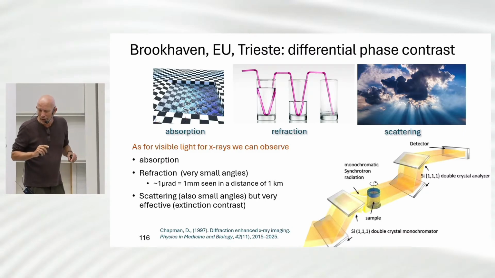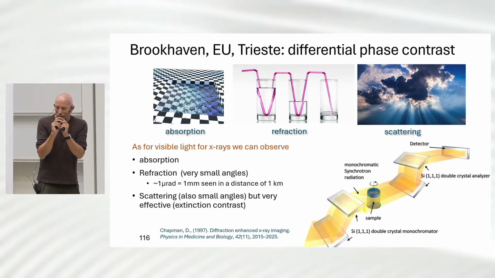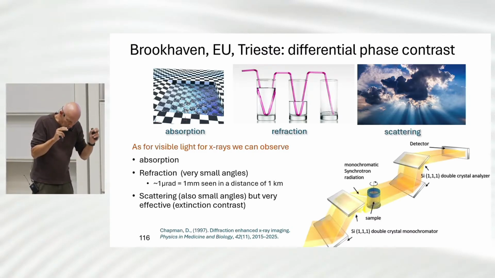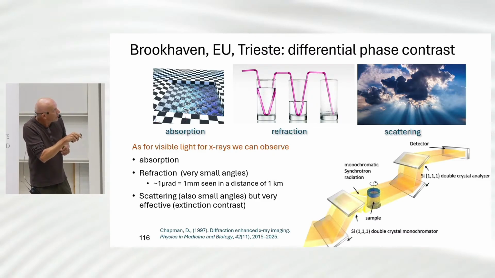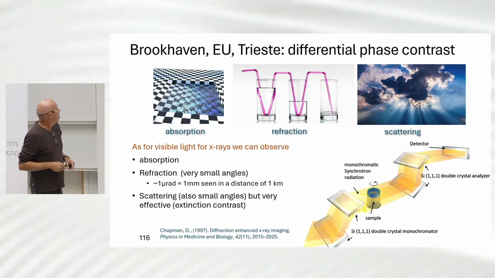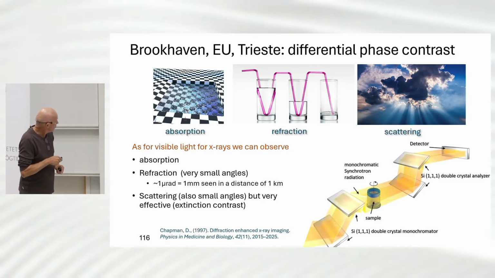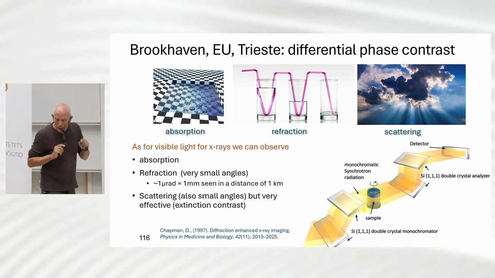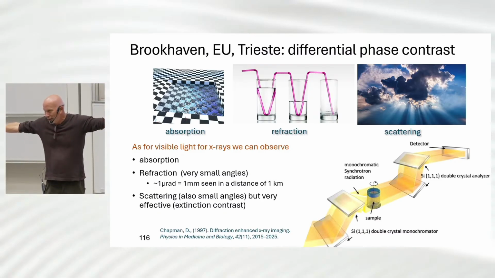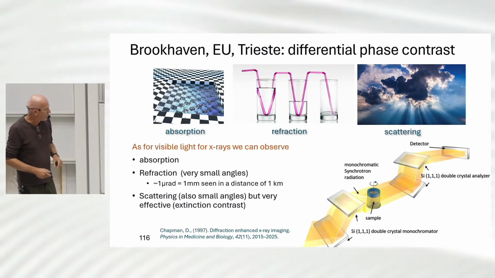Scattering here is very impressive because the scattering of light on water particles is responsible for obscuring the sunlight completely over there, because the light is scattered out of your field of view. But the refraction for X-rays is very small. It's in the order of microradians. A microradian is how you would see a coin of 1 millimeter height at a distance of 1 kilometer. So a very small angle.